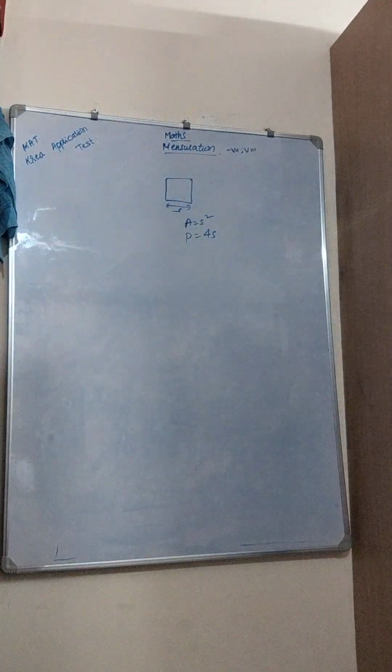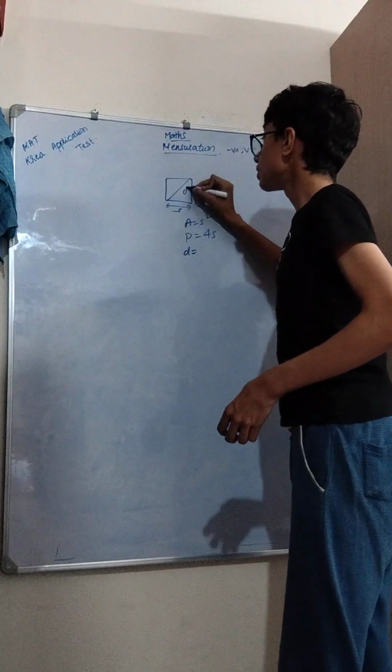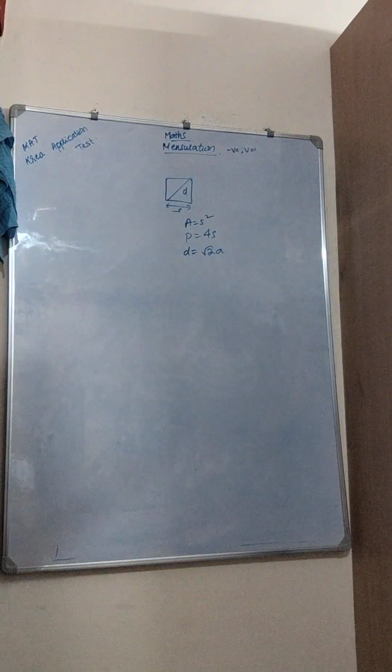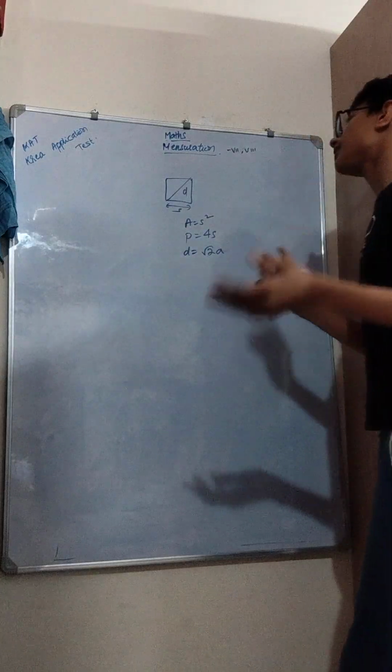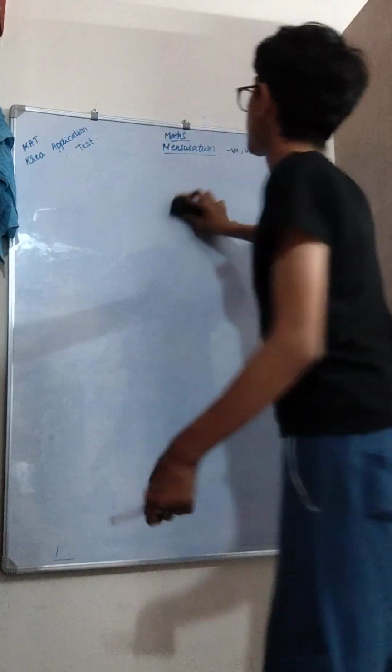Next one is the diagonal of the square. The diagonal D is equal to root 2 times A. When you apply the Pythagorean theorem, you will get it. The area of the square we already discussed, so this is it about the square. I think this is not too much to note down. So we have finished perimeter and area for rectangle and square.